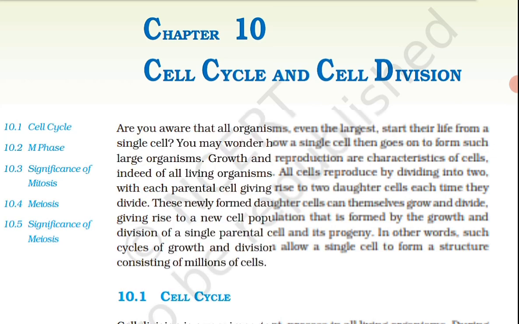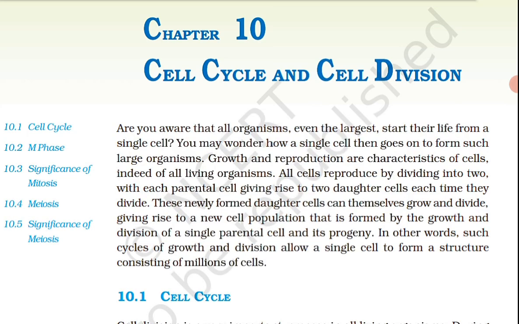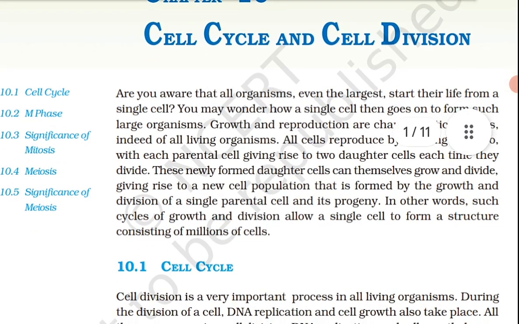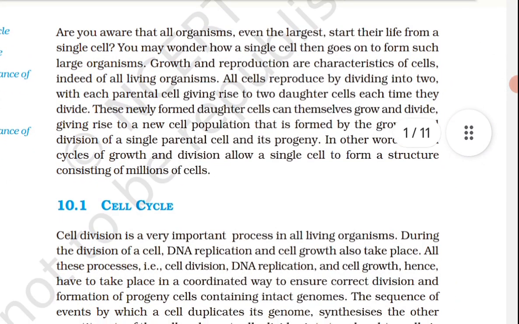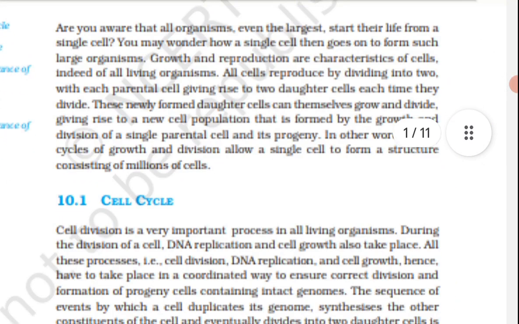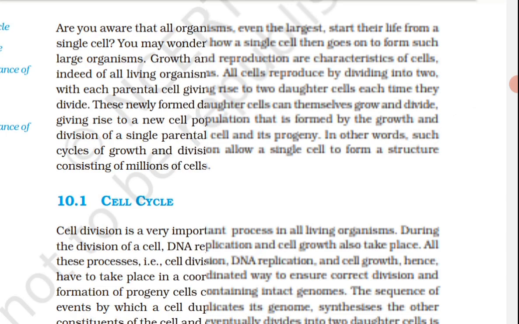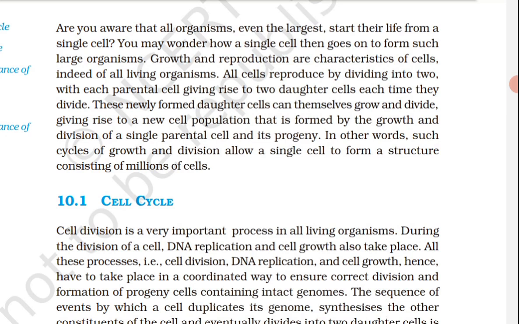Growth and reproduction are characteristics of cells. Indeed, of all living organisms, all cells reproduce by dividing into two, with each parental cell giving rise to two daughter cells each time they divide. These newly formed daughter cells can themselves grow and divide, giving rise to a new cell population that is formed by the growth and division of a single parental cell and its progeny. In other words, such cycles of growth and division allow a single cell to form a structure consisting of millions of cells.